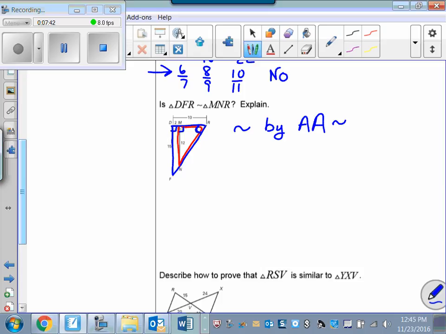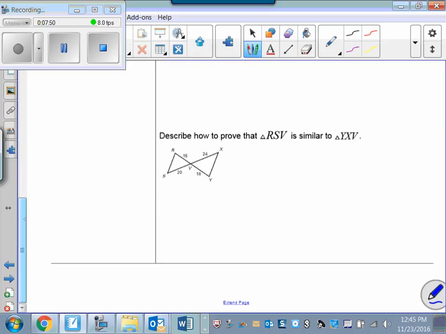Okay, so you still would have found them to be similar if you had done the ratios of sides, but hey, take the easy way when you got it. Okay, let's think about this one. How are we going to prove that triangle RSV is similar to triangle YXV?